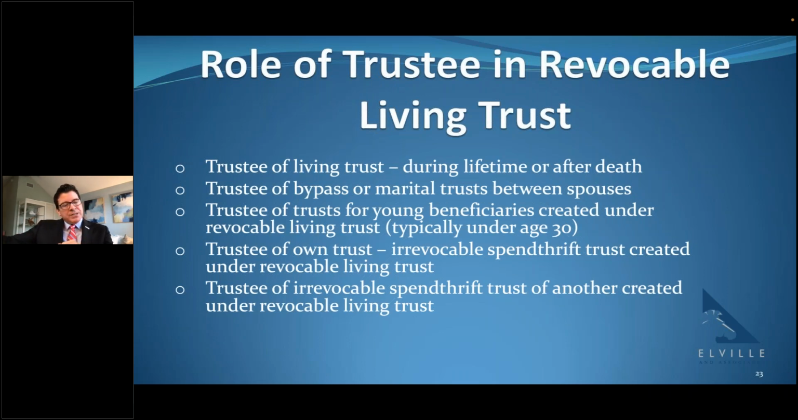Do we have outright distribution where there's no further trust? Or do we have a non-marital trust or a marital trust? These questions say, who is going to be the trustee of that spousal trust? And we have the same situation. Do we have a trust for someone who is young? For example, someone under 30 or 25? Do we have a perpetual trust, a trust that's being established for a child or grandchild that will last forever? That could be that irrevocable spendthrift trust. Or are we talking about being a trustee of someone else's irrevocable spendthrift trust?